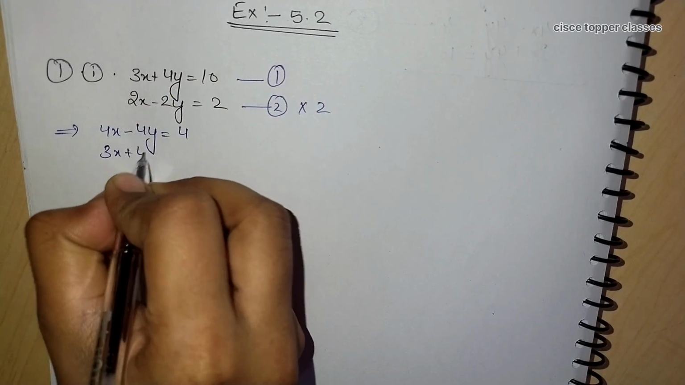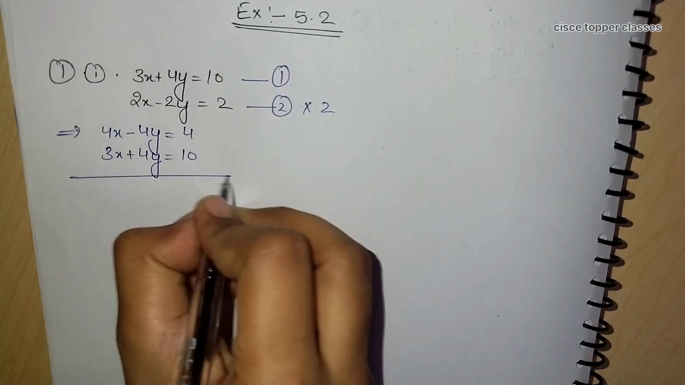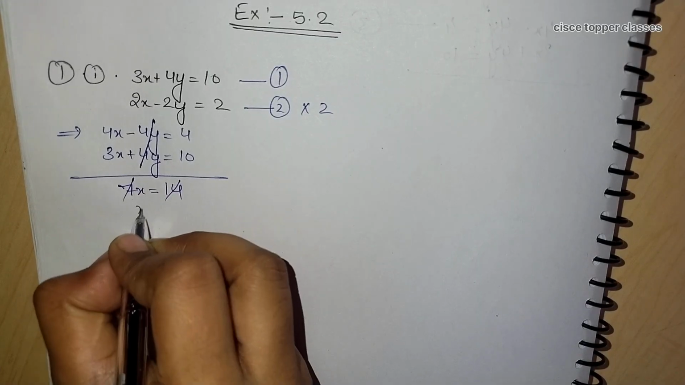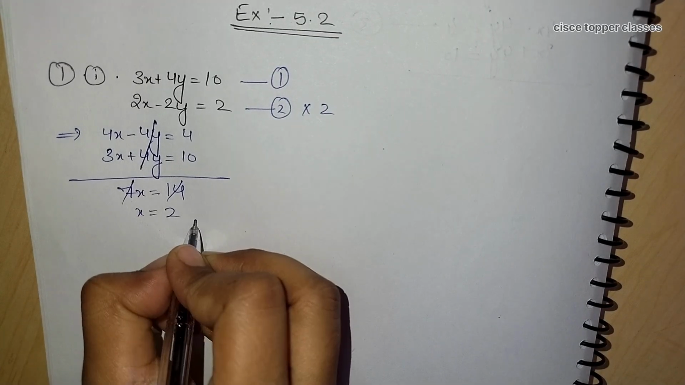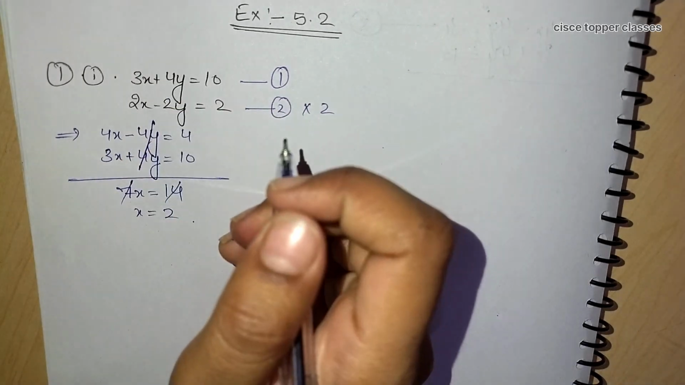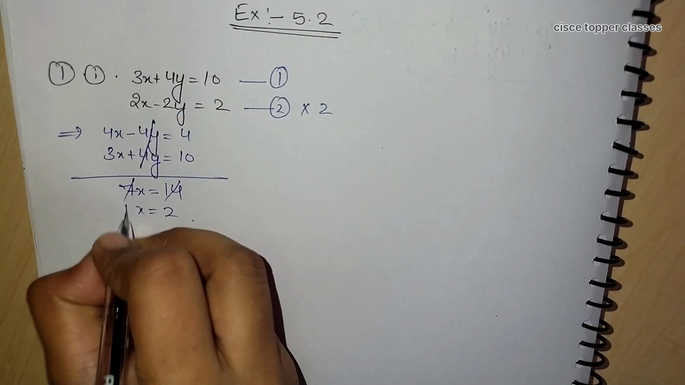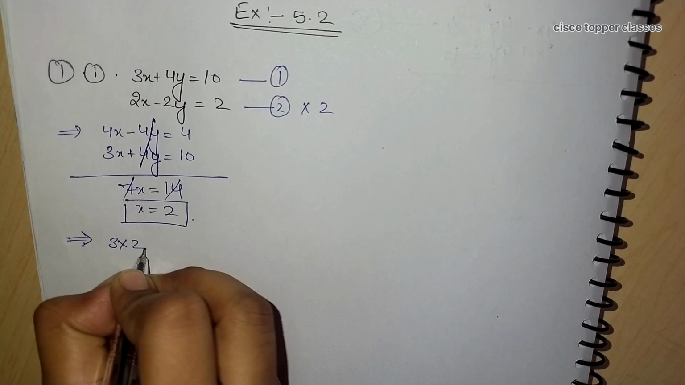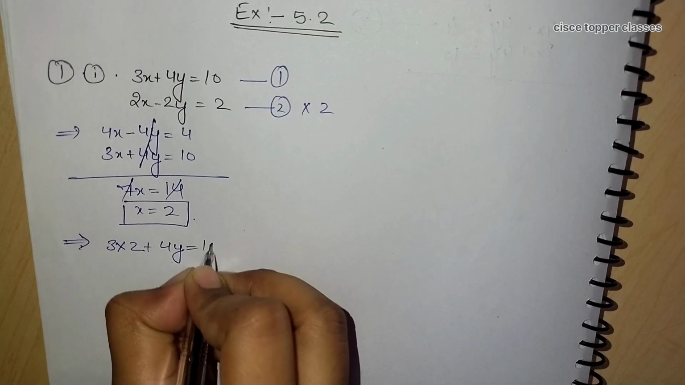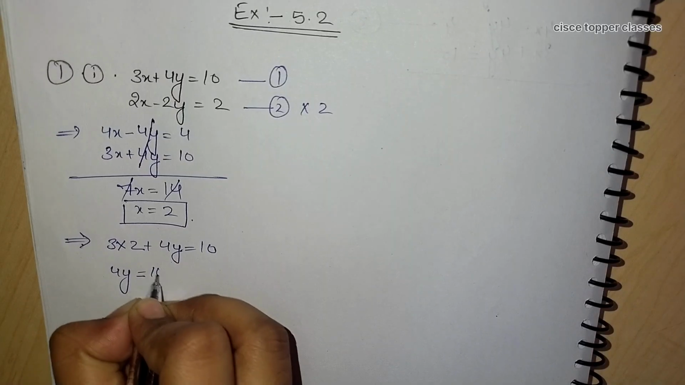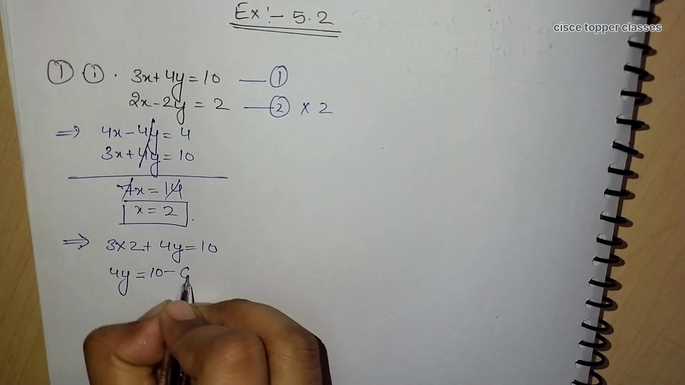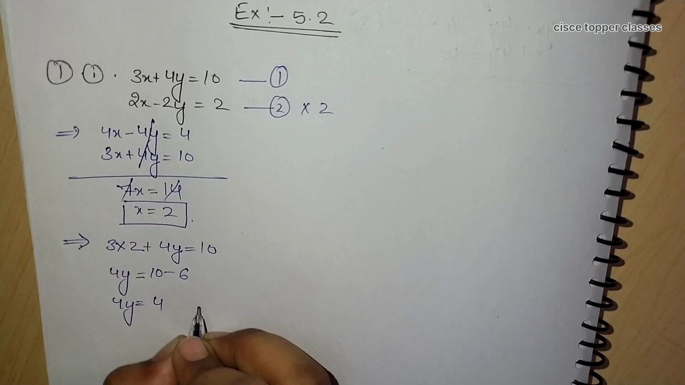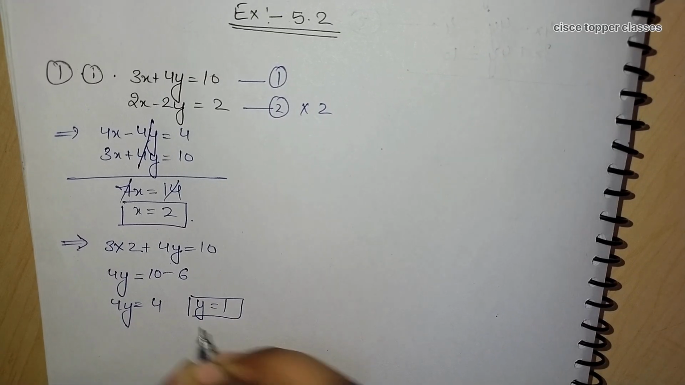So 3x plus 4y equal to 10. The y terms will cancel out and here we will get 7x equal to 14. On cancelling, we will get x equal to 2. Now by using x equal to 2 in the first equation we can find the value of y. So 3 into 2 plus 4y equal to 10. So 4y is equal to 10 minus 6, and 4y equal to 4. So from here we get the value of y equal to 1.